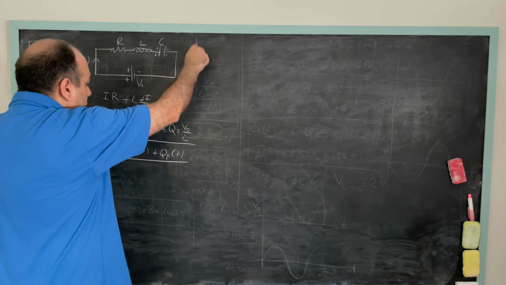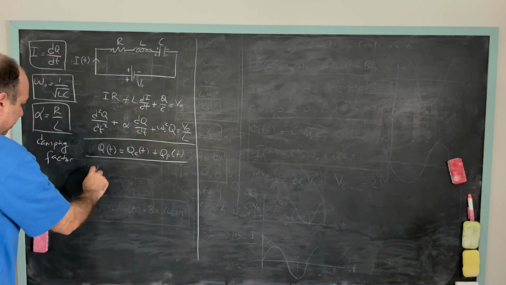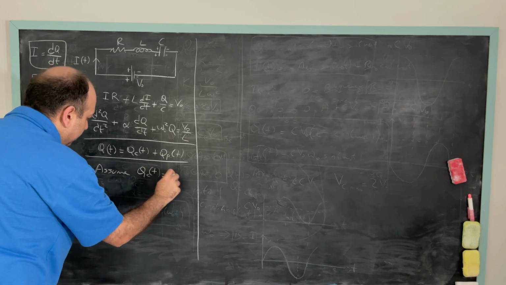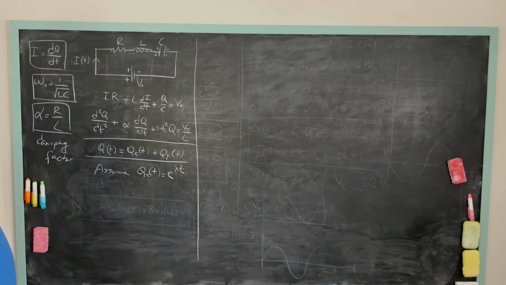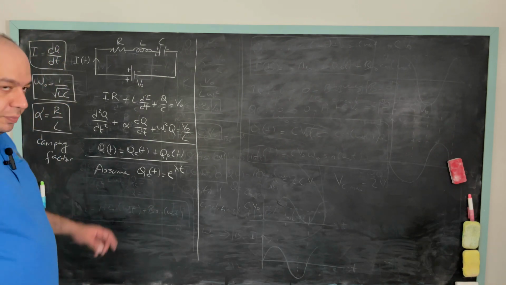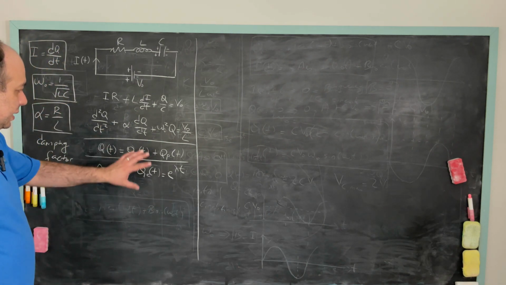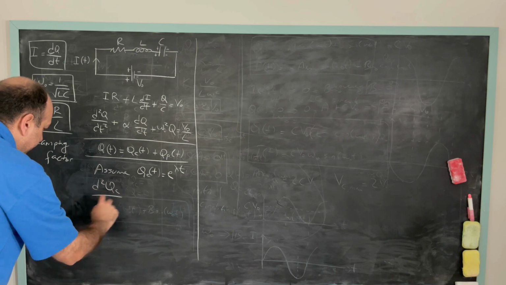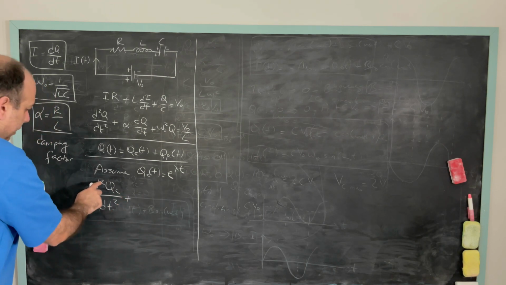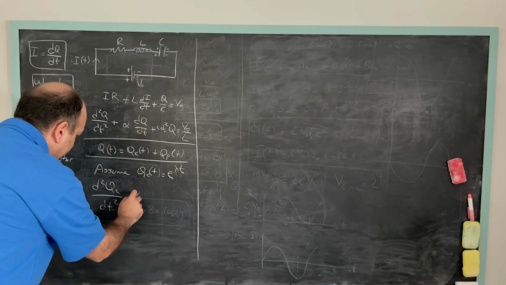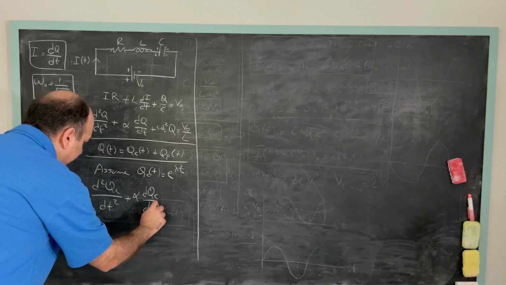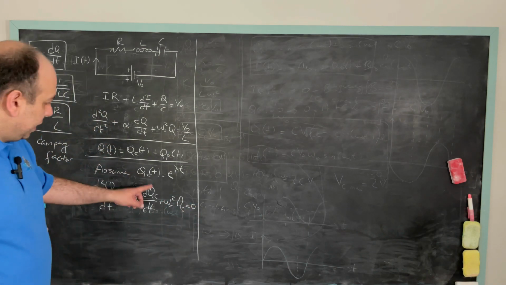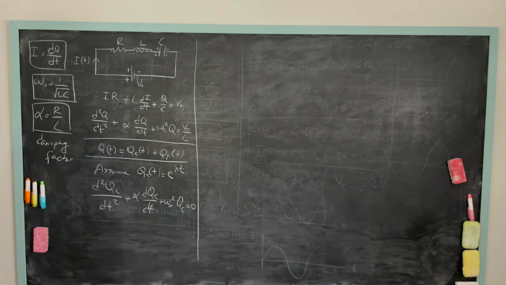For the complementary solution, let's assume Q complementary of t is equal to e to the lambda t, similar to what we did before. As you may remember, the complementary solution is the solution to the homogeneous part of this equation. In other words, d squared Qc over dt squared plus alpha dQc over dt plus omega naught squared Qc is equal to 0. So the complementary solution is the solution to this equation.